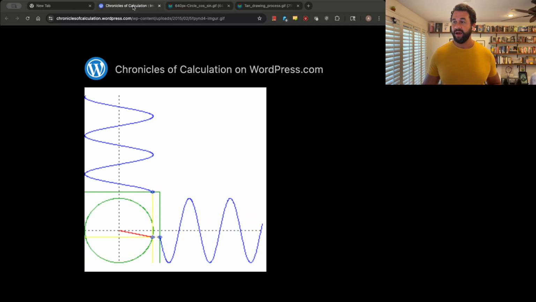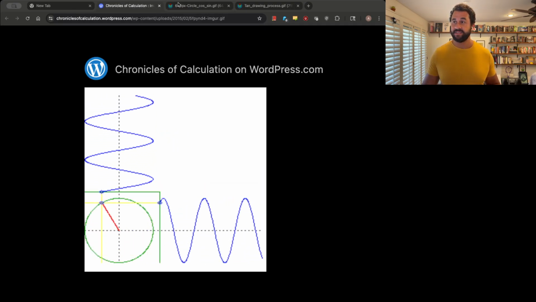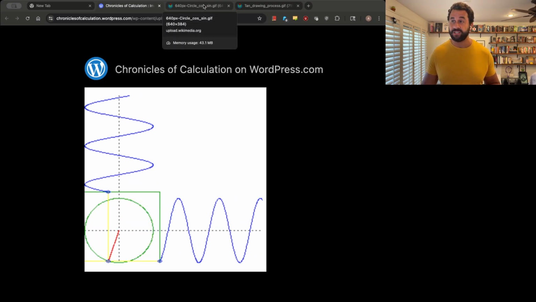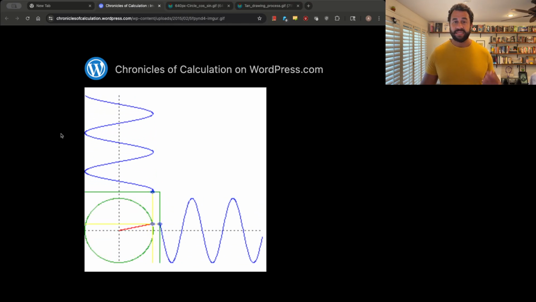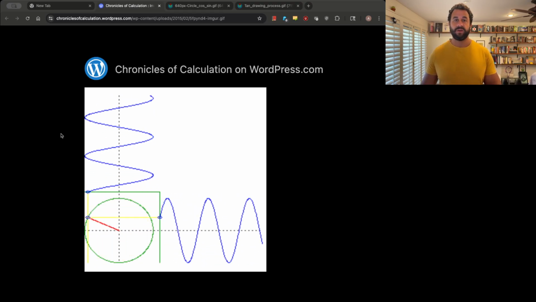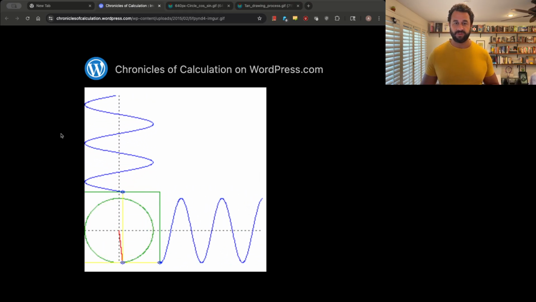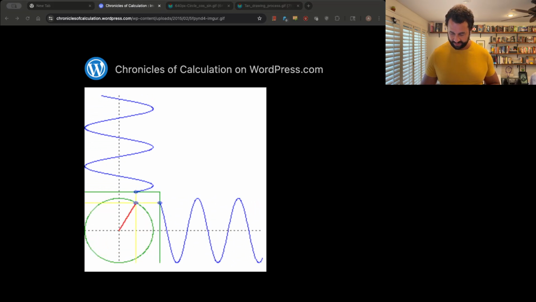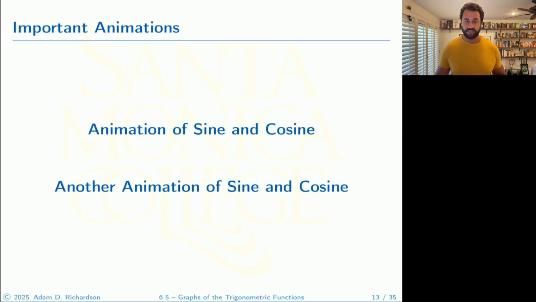Okay. So I encourage you to stare at these graphs, stare at these animations a lot, make sense of them. This is where it all comes from, okay? This is why trigonometry is so cool. All right. Next we got to talk about tangent. So let's go back to the slides for a second here.